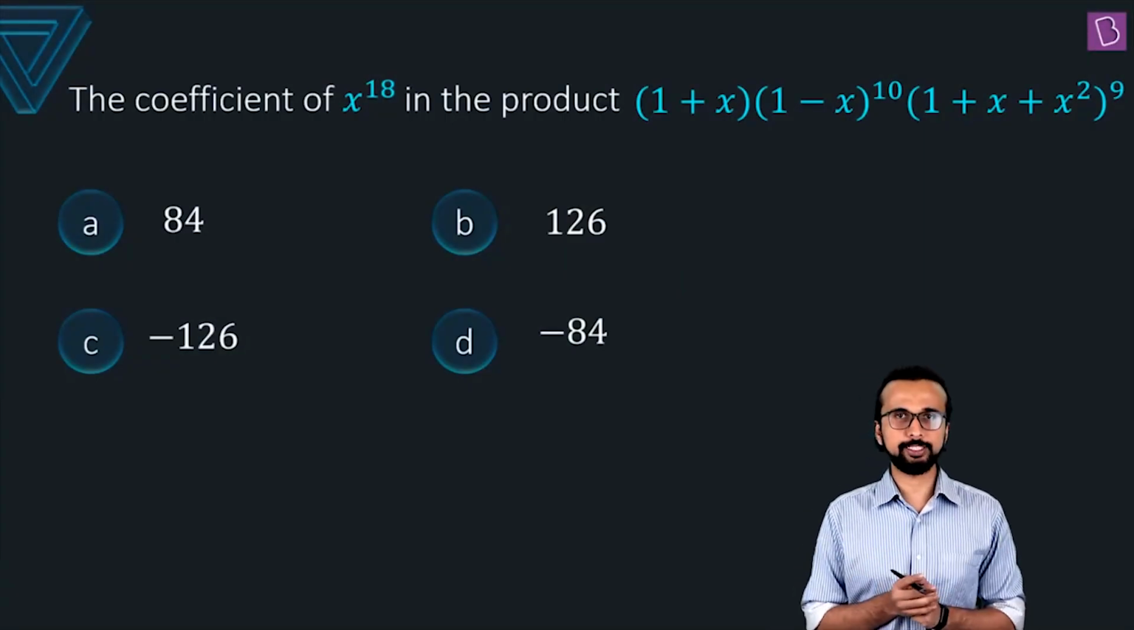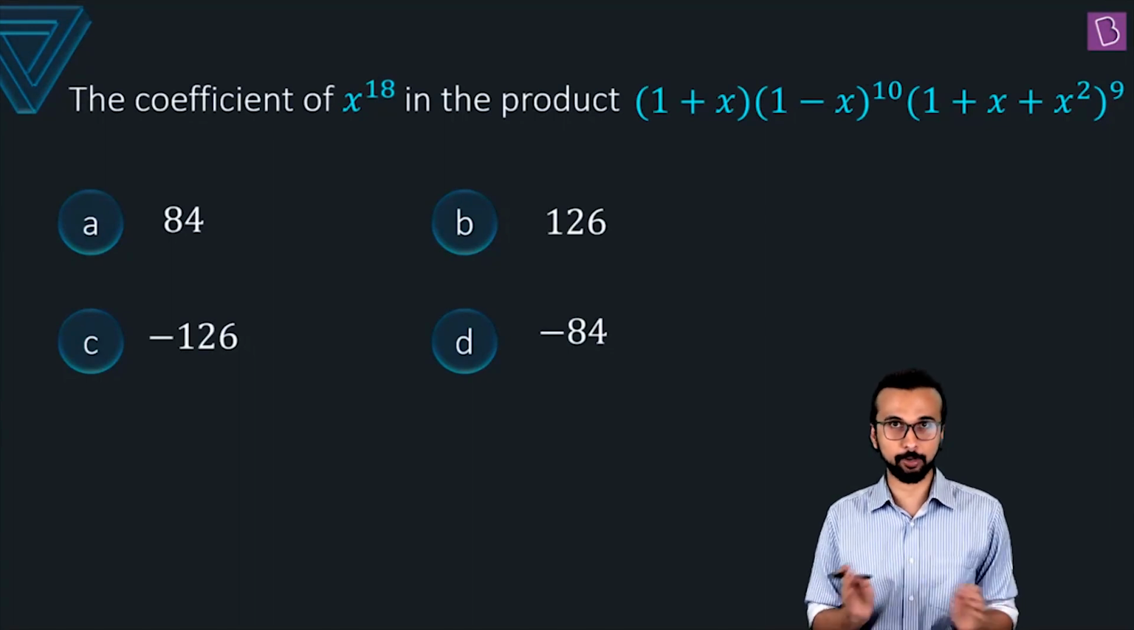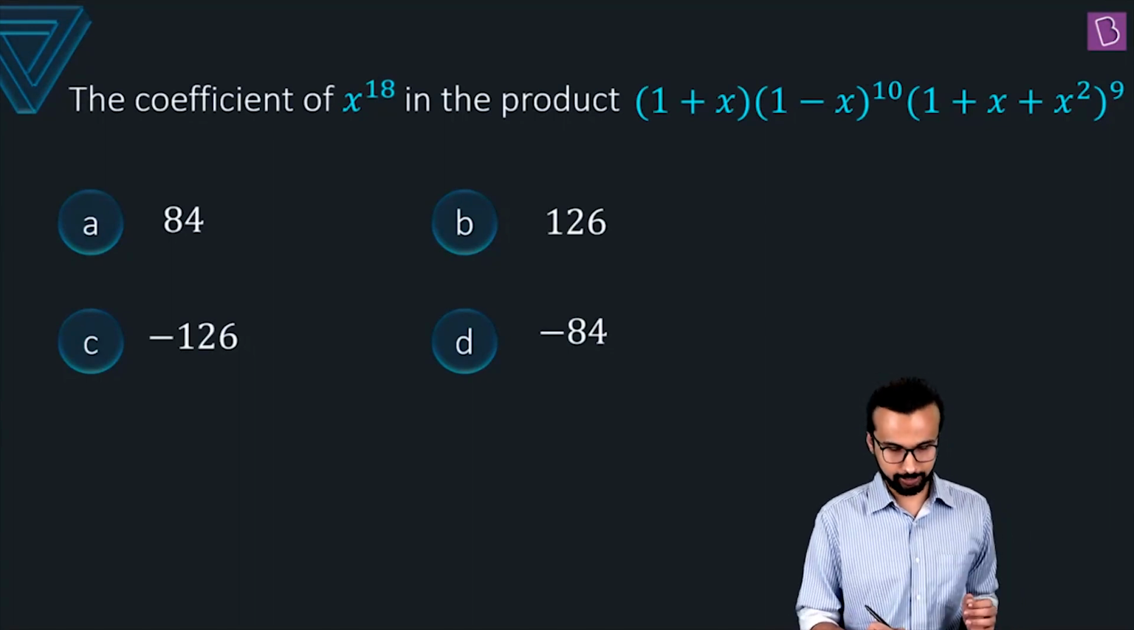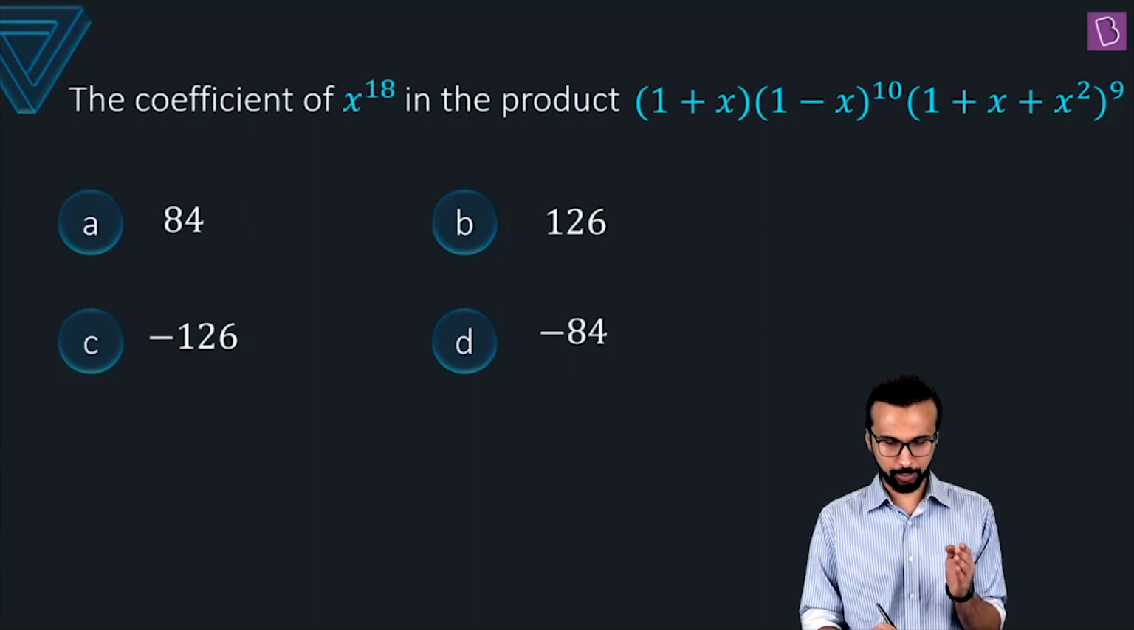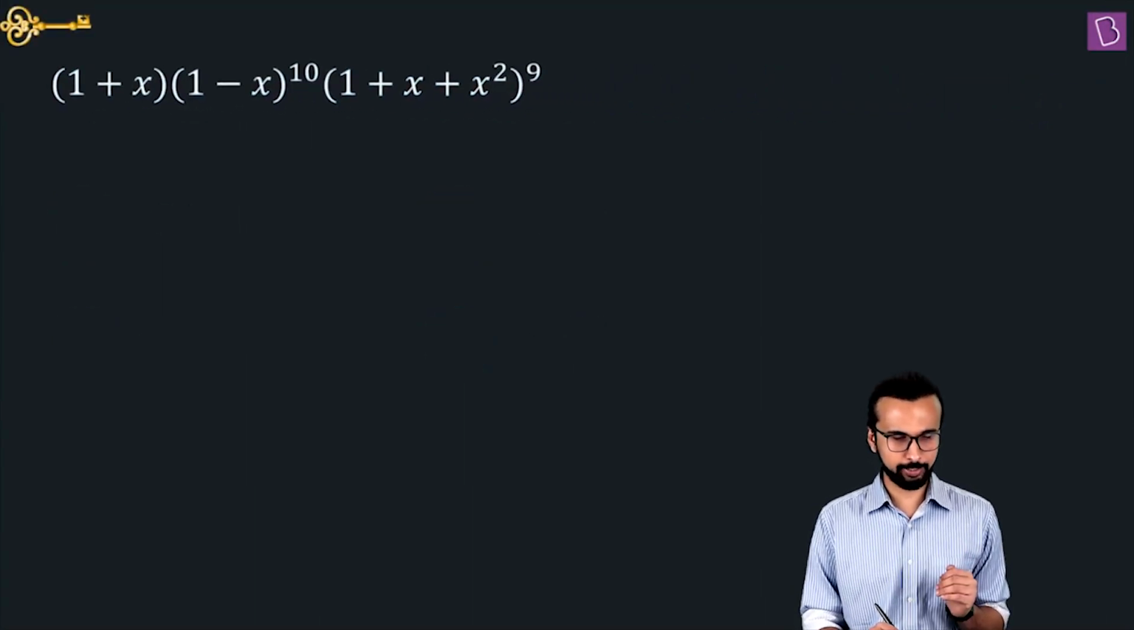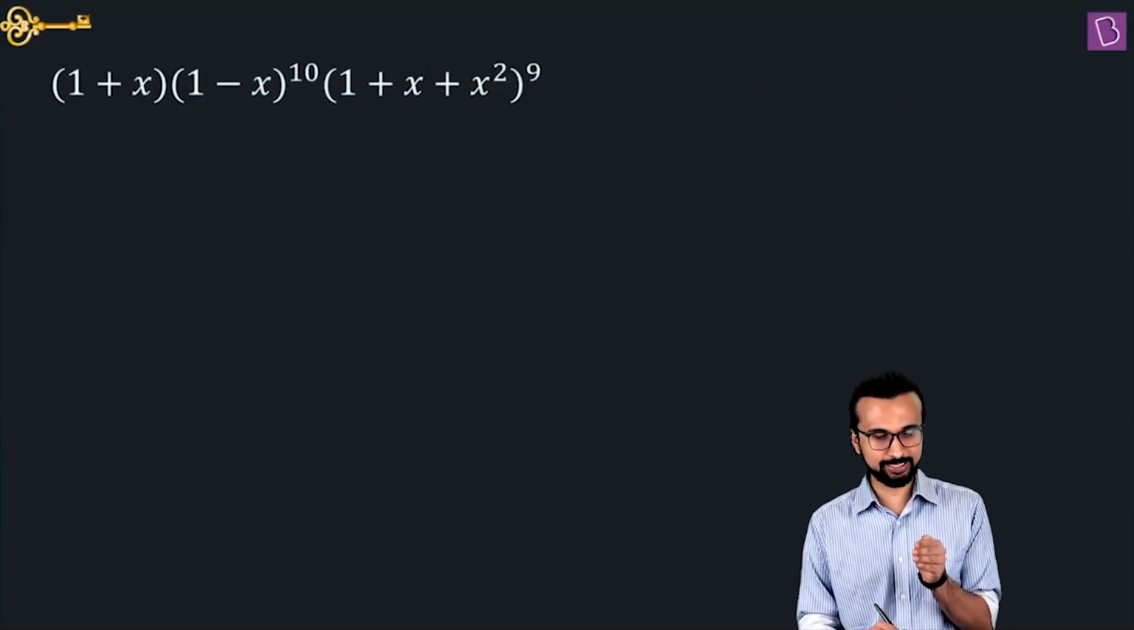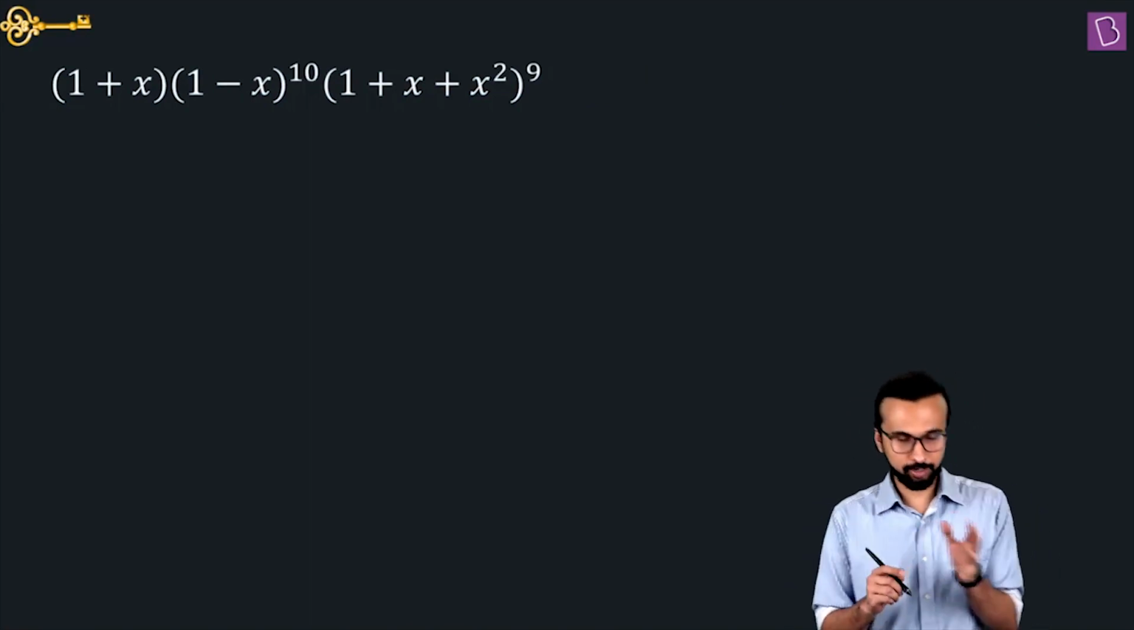Alright, in this question we are looking for the coefficient of x power 18 in this given product. So let's begin our question. We have with us (1 plus x) into (1 minus x) power 10 into (1 plus x square) raised to 9. Here I can modify that a bit.